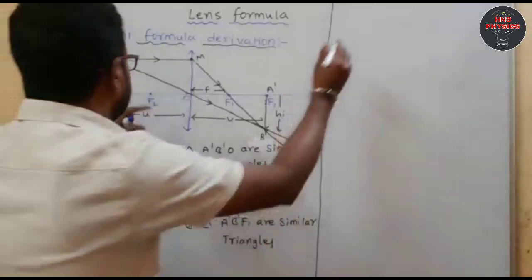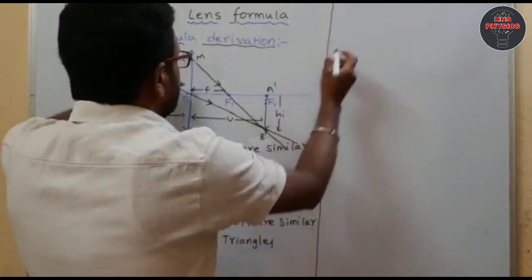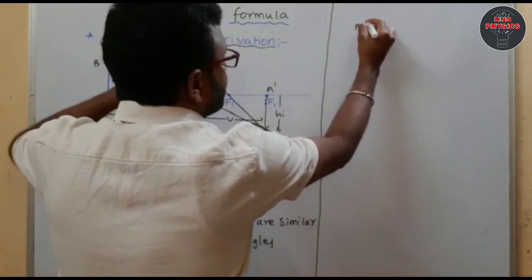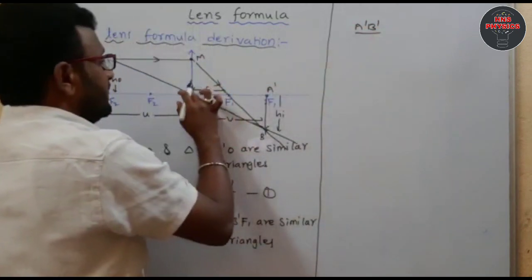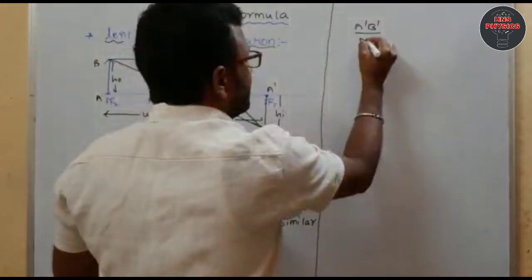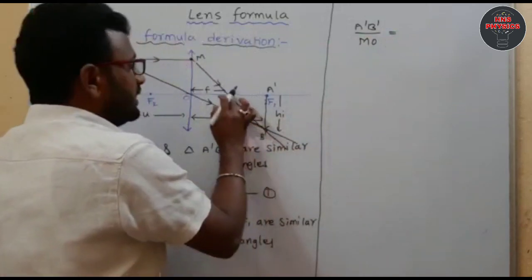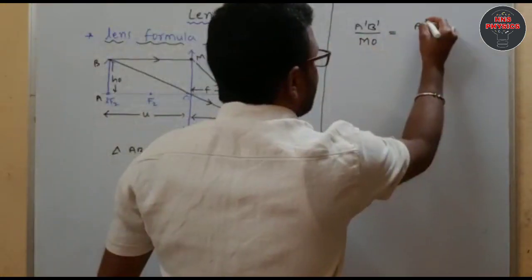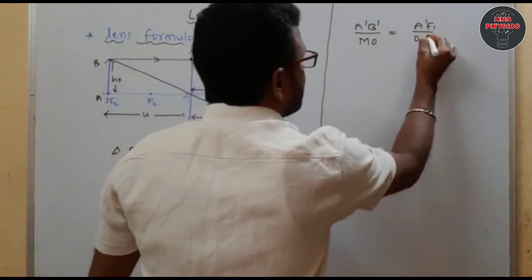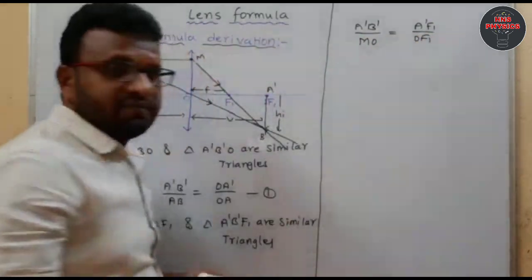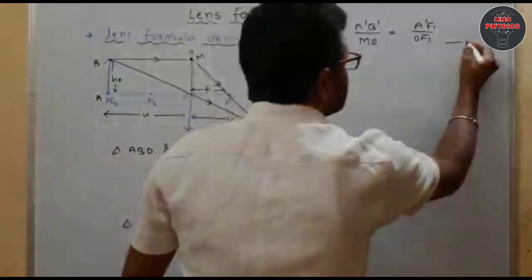So we can write from that A dash B dash by MO equal to A dash F1 by OF1. A dash F1 by OF1. So consider this as equation 2.